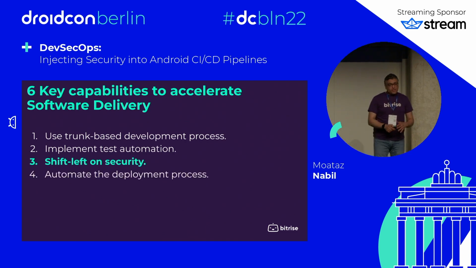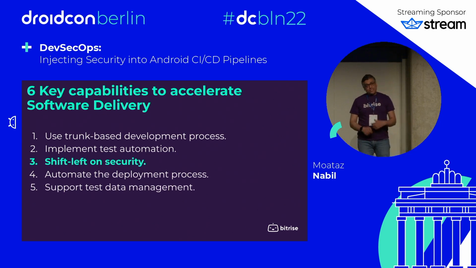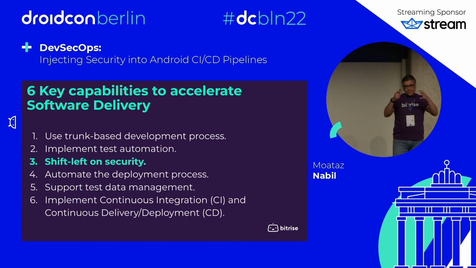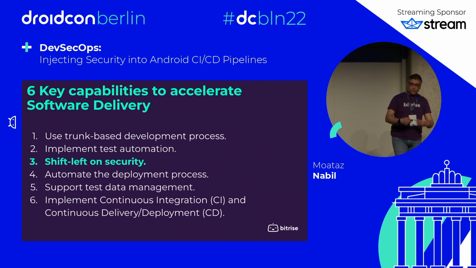The 4th point is automate the deployment process: how we can automate deploying the application to the App Store, how we can automate the code signing for our application, how we can automate the process of uploading to the store, and so on. Fifth is data management, also how we can deal with different data. If we are dealing with different countries in our application and different test data, how we deal with this data. And for sure, implement continuous integration and continuous delivery. All of these things together will accelerate the process of DevOps or software development in general.